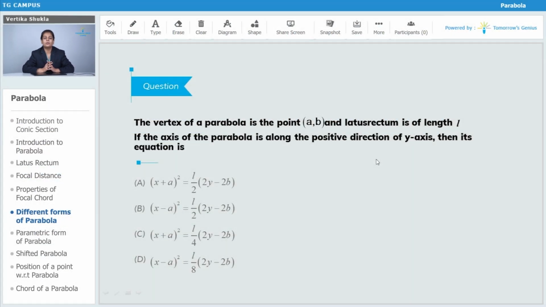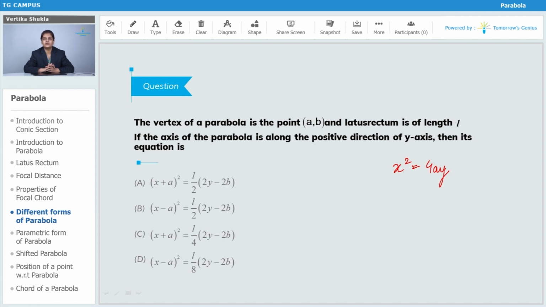Now in this question, the vertex of a parabola is the point (a, b) and the latus rectum is of length L. If the axis of the parabola is along the positive direction of the y-axis, then its equation is? If you recall, the standard parabola with its axis parallel to the positive direction of the y-axis was x² = 4ay. But the condition with this parabola was that its vertex was at (0, 0). Here, we have to find the equation of the parabola whose vertex has shifted to (a, b).